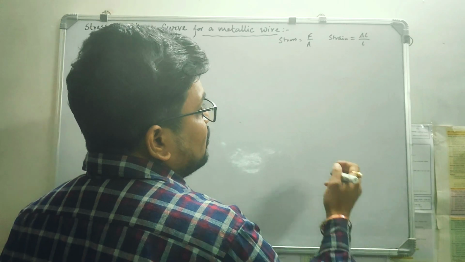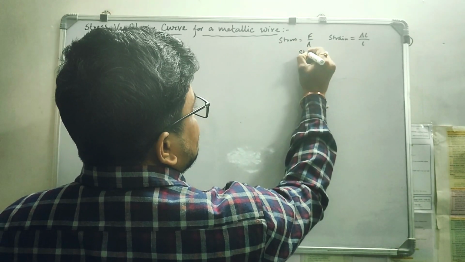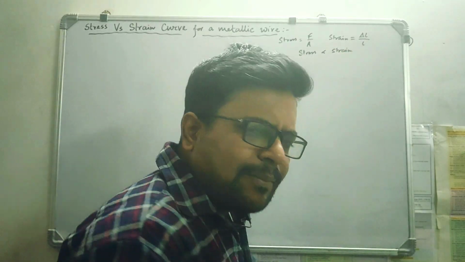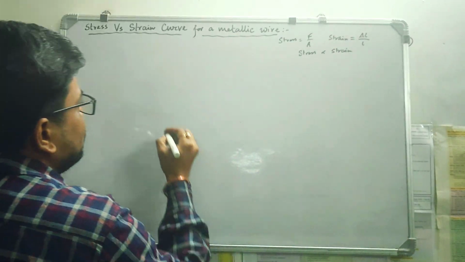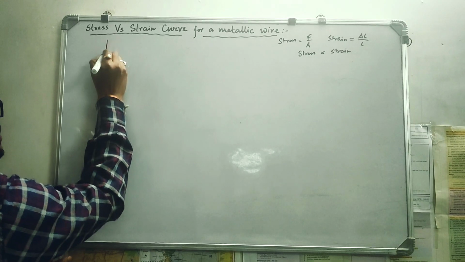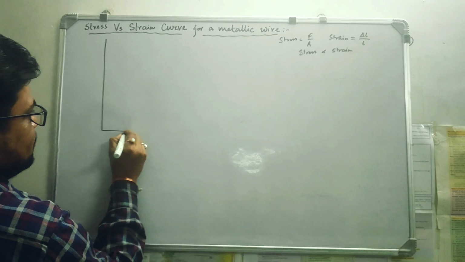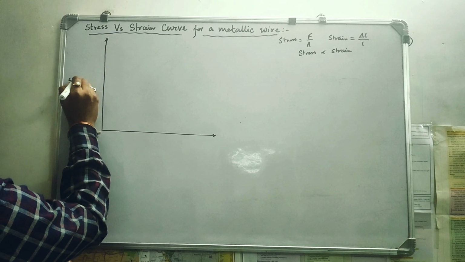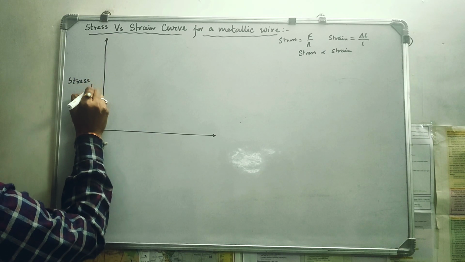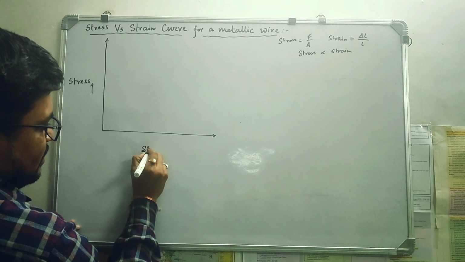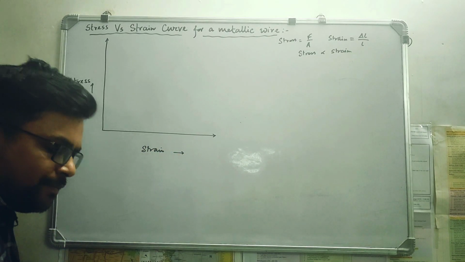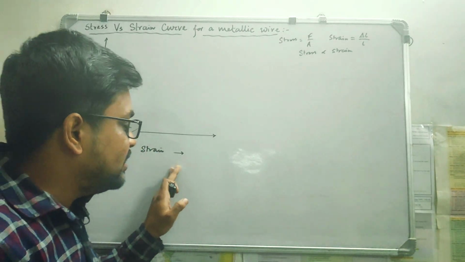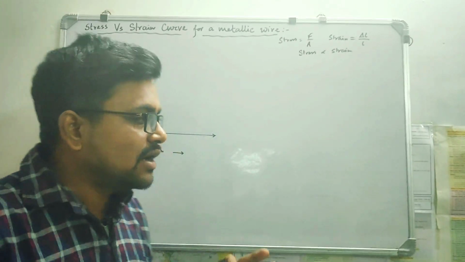We also know that stress and strain are proportional up to a certain limit. Now let me show you how to draw the graph. First of all, I will take the graph. Stress is on the y-axis and strain is on the x-axis. Now, how will the graph look?